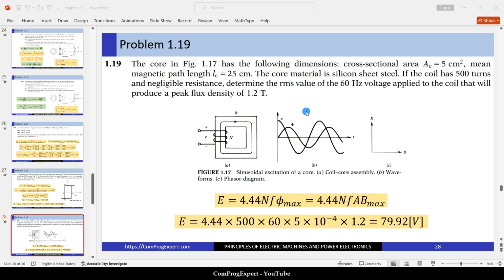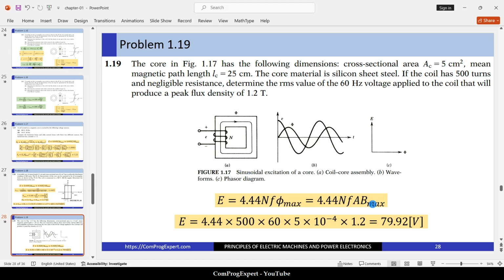Okay, now let's go for the next problem, problem 19. Here the core in figure 17, which is available in the chapter, has the following dimensions. The core cross-sectional area is 5 centimeter square. The mean magnetic path length is 25 centimeter. The core material is silicon sheet steel. If the coil has 500 turns and negligible resistance, determine the RMS value of the 60 Hz voltage applied to the coil that will produce a peak flux density of 1.2 Tesla.